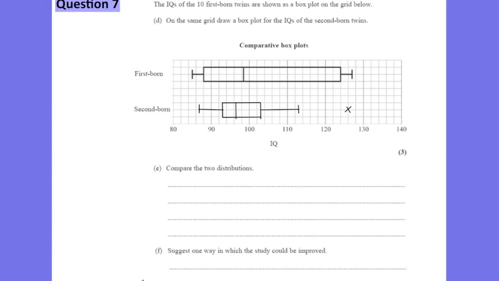We're then asked to compare the two distributions. As always, we want to talk about the median and we want to talk about the spread. So let's take a look at the median. We can see here that our median is higher than our second-born. So first comment that we want to make is that the first-born has a higher median.